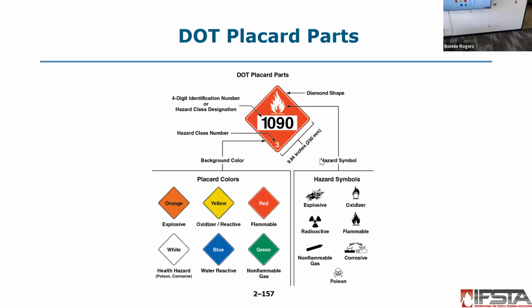Okay, so breaking it down, here we've got a diamond shape. And how big is it? Then we have our 4-digit identification number and our hazard class designation. So it's a 1090. Where are you going to look for it? The yellow pages, yeah. Acetone. Okay, so we know what it is.